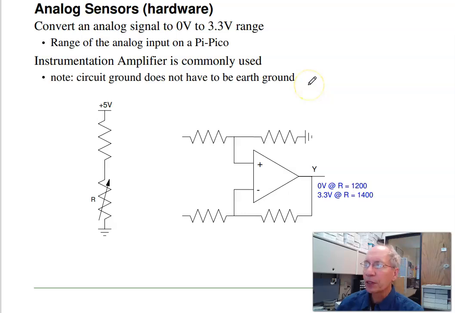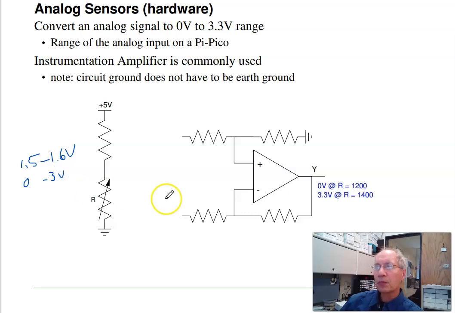Third topic we covered were sensors. Now with sensors, there's both digital and analog. With analog sensors, if the range is a voltage and it's large enough, I can read it directly with the Pi Pico. Oftentimes the range is too small. For example, if the voltage is going to be say 1.5 to 1.6 volts, that's not a very big spread. If I want to amplify it to 0 to 3 volts, I oftentimes use an instrumentation amplifier.